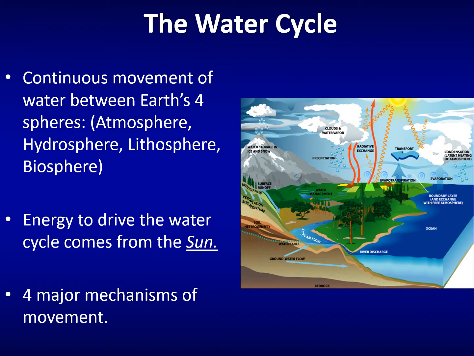Continuous movement of water between the Earth's four spheres, the atmosphere, the hydrosphere, the lithosphere, and the biosphere, is called the water cycle. The energy to drive the water cycle comes from the sun, and there are four major mechanisms of movement, and I'm sure you've studied these before, but I'll just remind you of them as we go through the next set of slides here.